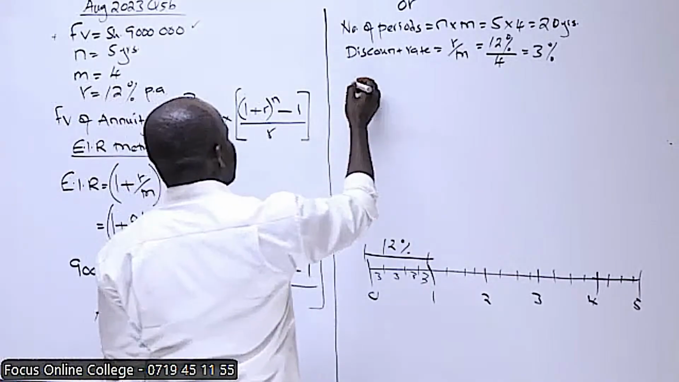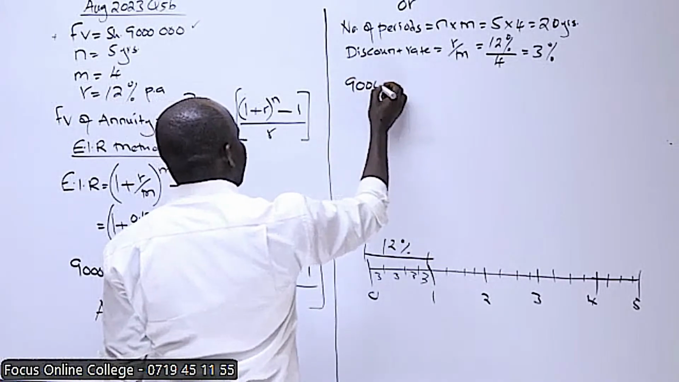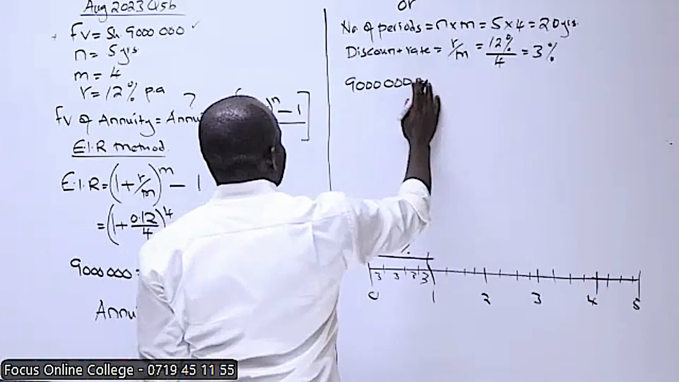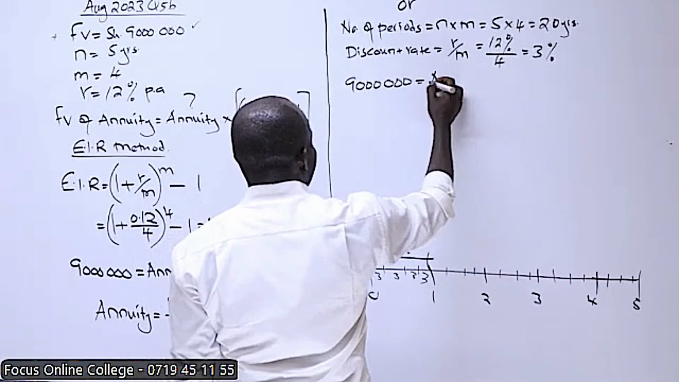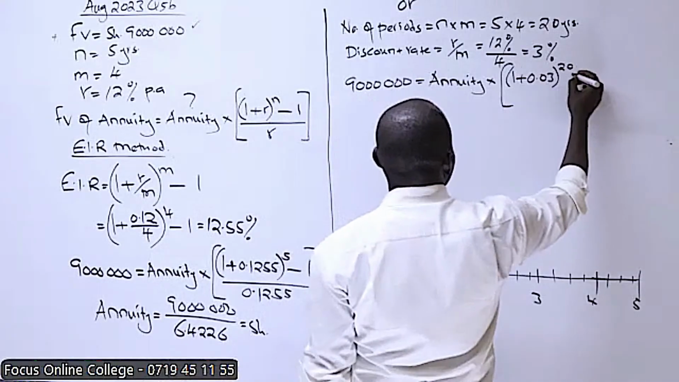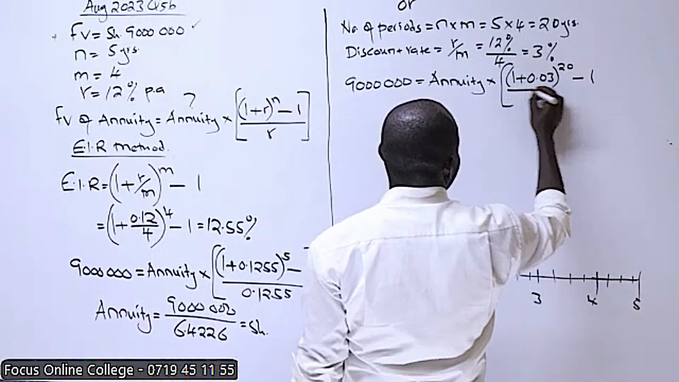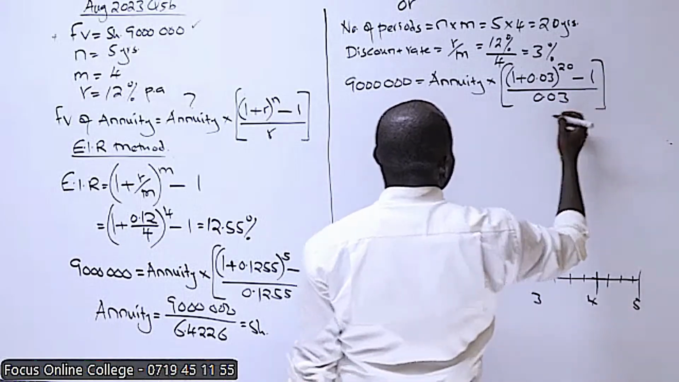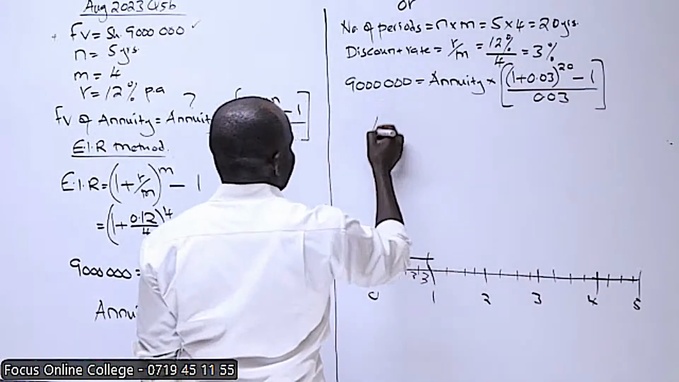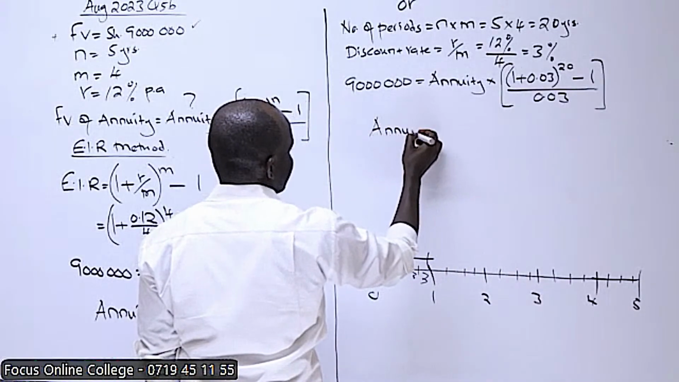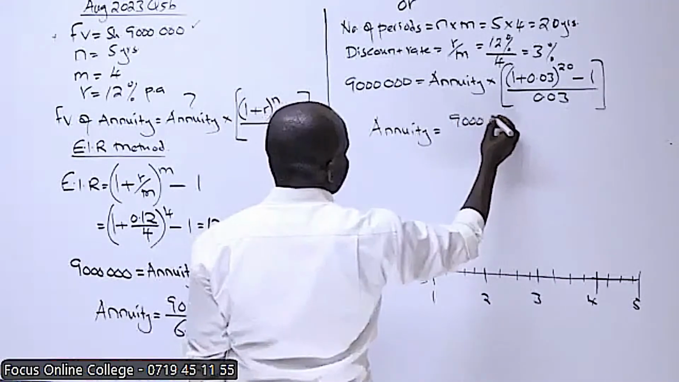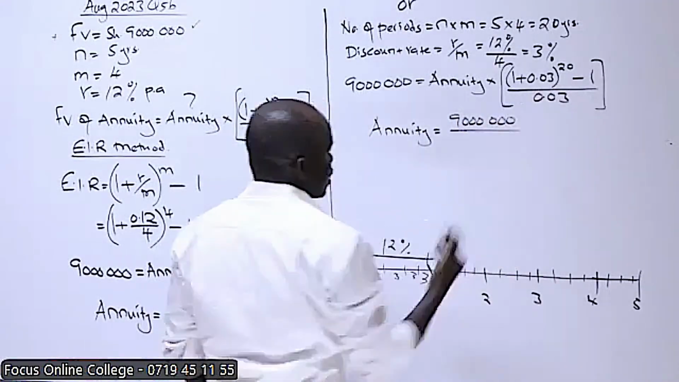We say annuity, which is 9 million, is equals to power 20 minus 1 over 0.03. So then now you say annuity is equals to 9 million over the factor that you'll get there.